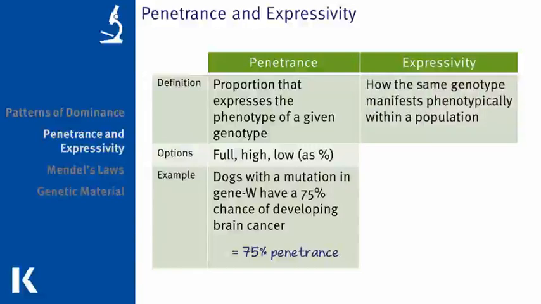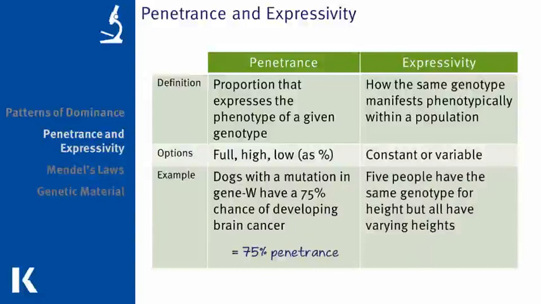Now we'll look at expressivity. This describes identical genotypes that produce different phenotypes. If expressivity is constant, then all individuals with that genotype will express the same characteristics, whereas if expressivity is variable, individuals with the same genotype will express different phenotypes. Expressivity is not regarded in terms of population, but is examined based on the individual gene.